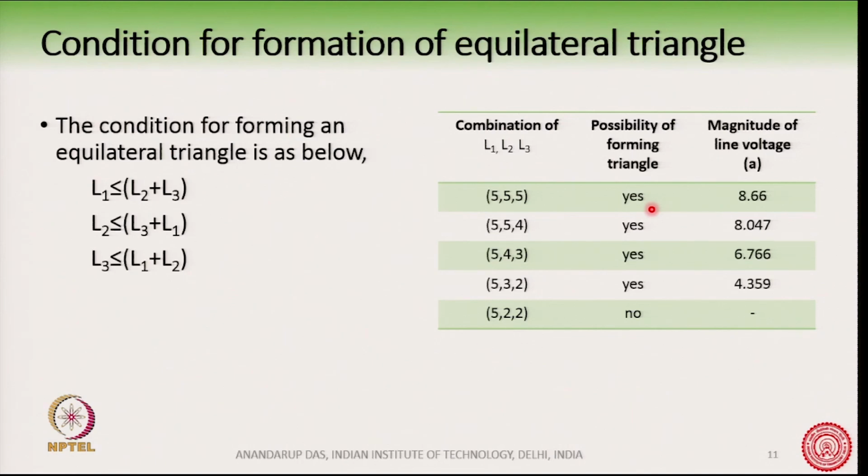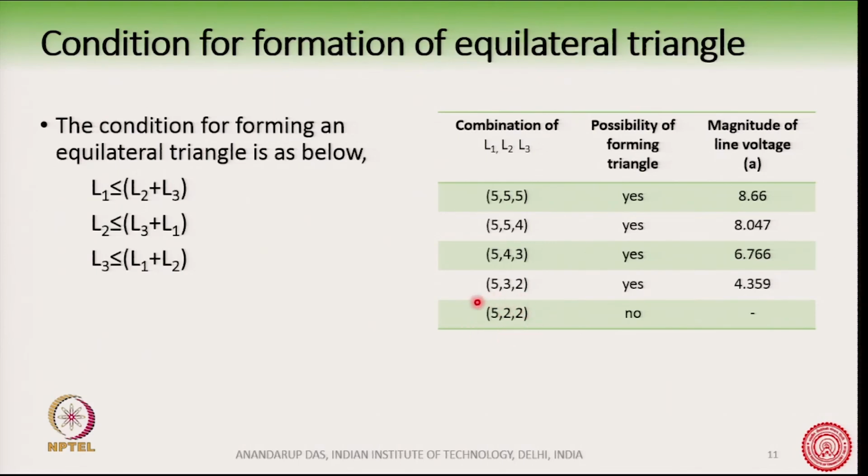If you take some other fault condition, say 554, meaning 5 cells in A phase, 5 cells in B phase and 4 cells in C phase, then we see that the magnitude of A is 8.04, and here also at any point of time the sum of two sides is more than the third, and so the triangle can be formed. It is also true for 543 and 532 conditions.